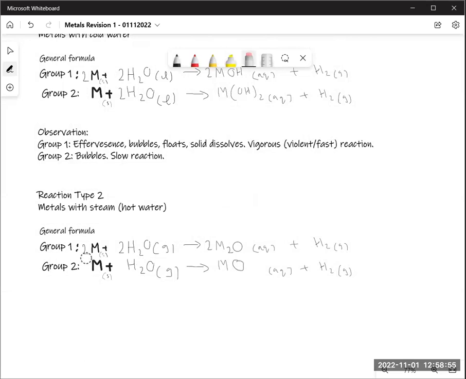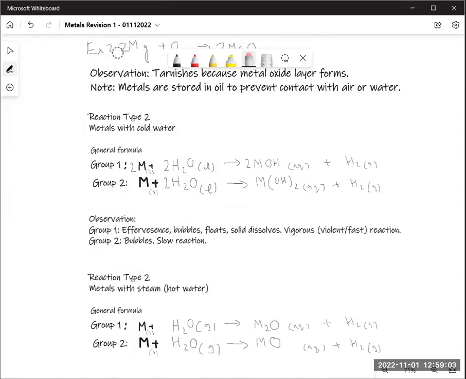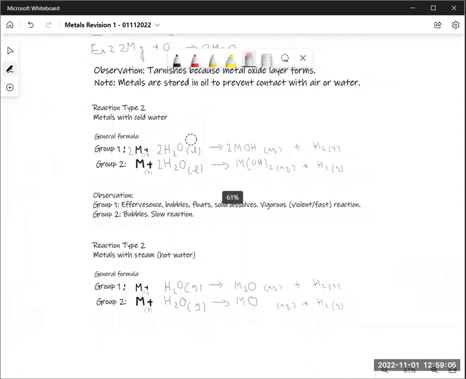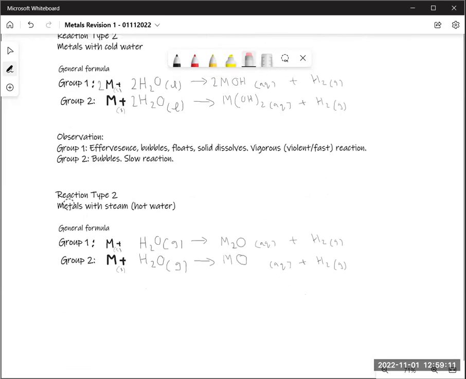Wait, for oxygen, is it going to be the same observation for both group 1 and group 2? Yes, it's the same initial metal oxide form. So that's common, it's not that different between group 1 and group 2. But for reaction type 2, metals with cold water, it's much different.